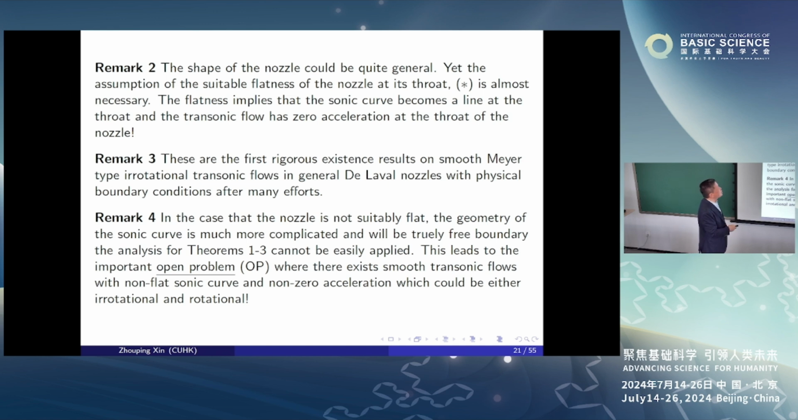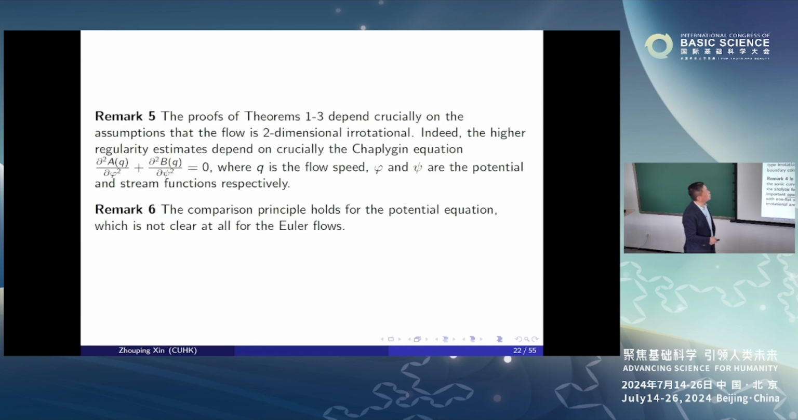But anyway, this is the first existence result on smooth Maya type rotational transonic flows in general, also with the physical boundary condition. In the case where the nozzle is not super flat, the geometry of the sonic curve is much more complicated, and there will be truly free boundary analysis. So our analysis cannot easily be applied. This is the open problem: whether there exist smooth transonic flows with a non-flat sonic curve and non-zero acceleration, which could be irrotational or with vorticity. So this is the main thing we want to address.